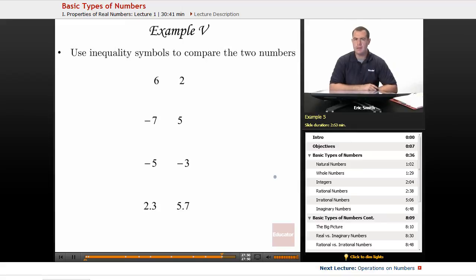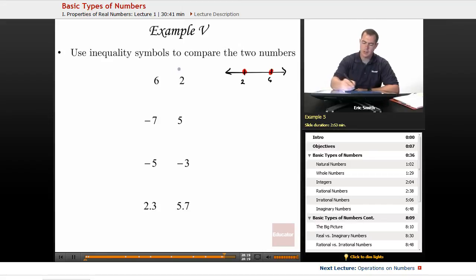All right, for this last example, we'll go ahead and use our inequality symbols like less than or greater than to compare these two numbers. If you want, you can use a number line to plot them out before using these symbols. So let's try the first one, comparing 6 and 2. When I plot these out, 2 is on the left side of 6. So I know that 2 is less than 6. It's my smaller number. So I will draw my inequality symbol so that I show that 2 is less than 6. I could also say that 6 is greater than 2.